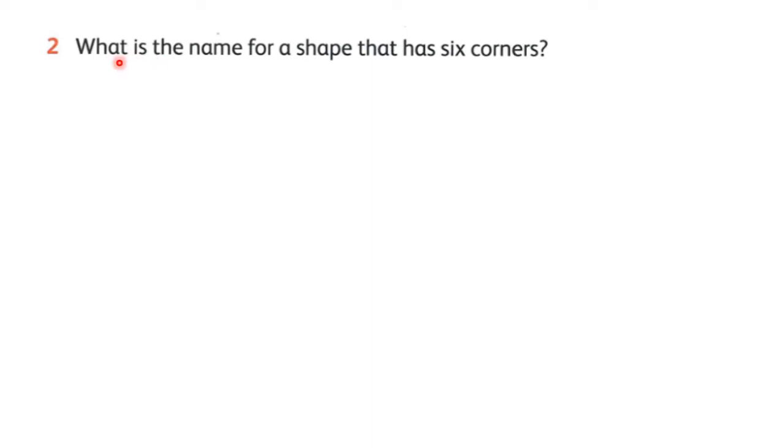Number 2. What is the name for a shape that has 6 corners? Let's see what a shape with 6 corners looks like. Here it has 1, 2, 3, 4, 5 and 6. The name of this shape is a hexagon.